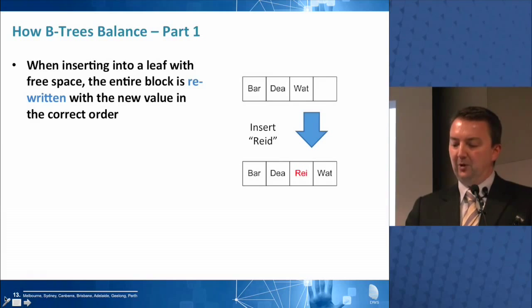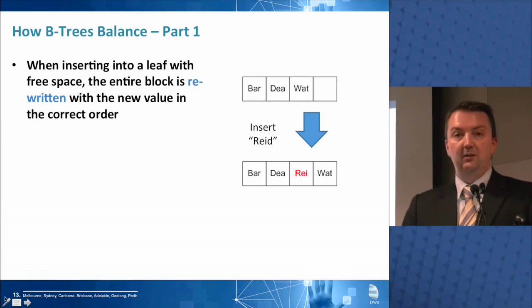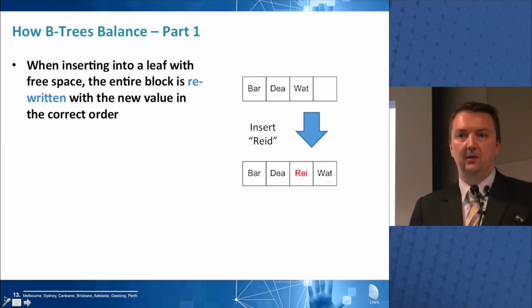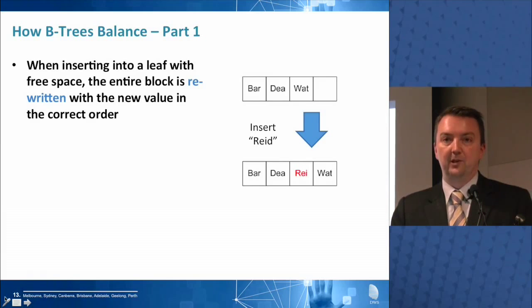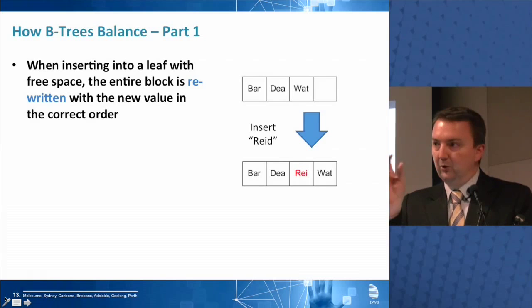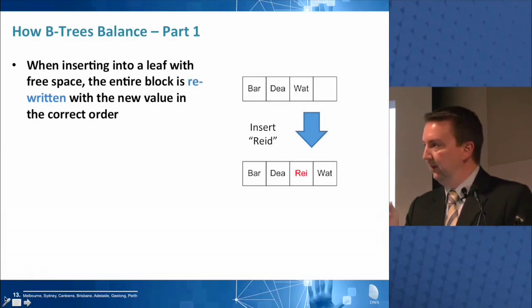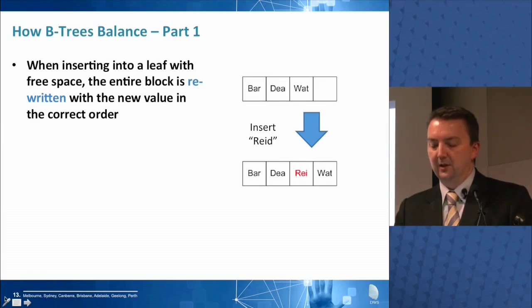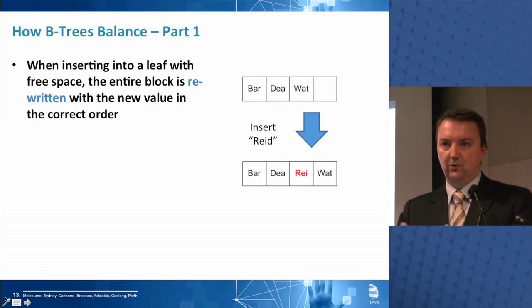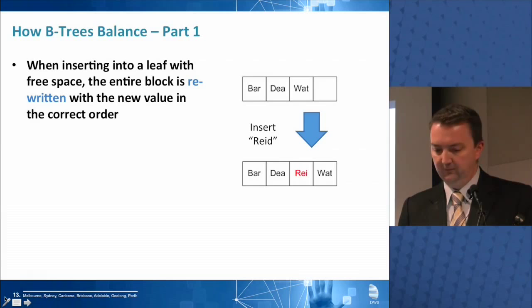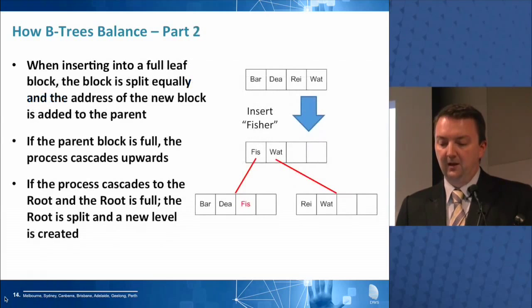So we read that block in, and Reed needs to go into this block. It fits in the block, so I'm going to reorder the rows in there: Barton, Deacon, make a space, put Reed in there, Watson, and write the block back. So when we've got a block with free space in it, and the row that we want to insert, alphabetically or numerically if it's a numeric index, belongs in that block, we just rewrite the block with the extra row in it. Part 1.